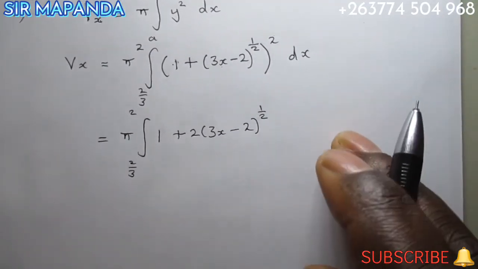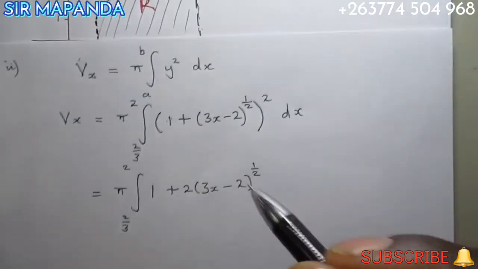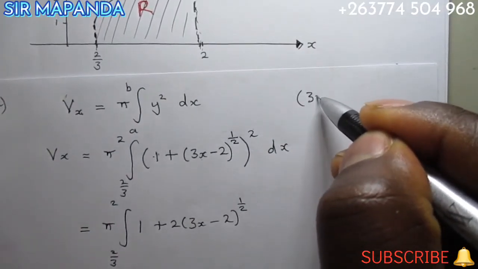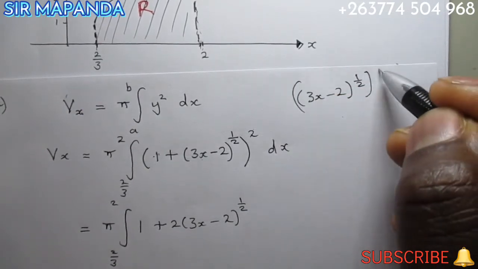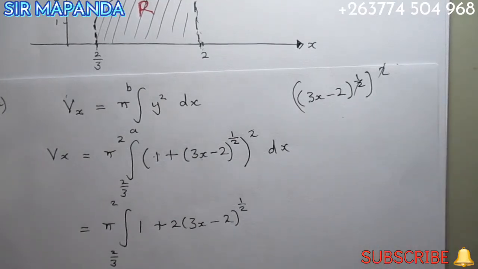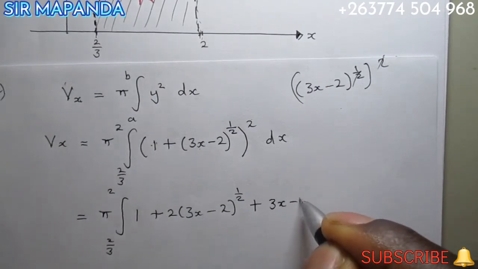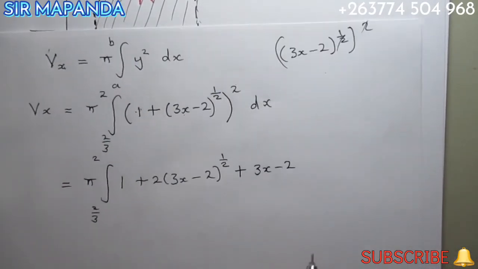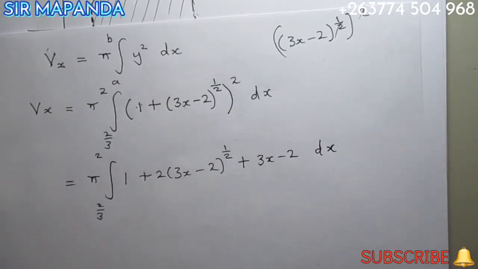Then to find the third term, you raise this last term, 3x minus 2 to the power of half, with the power 2. So if you raise 3x minus 2 to the power of half with the power 2, you can notice that the 2's cancel off each other, leaving you with the 3x minus 2. I hope you are following, class. Then dx, something like this, right?